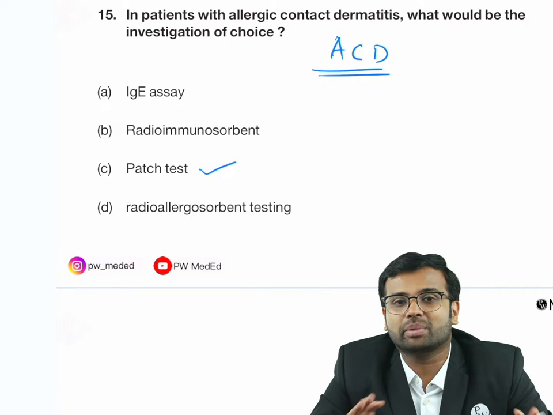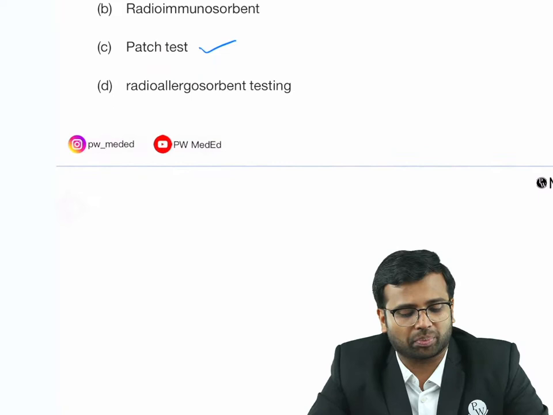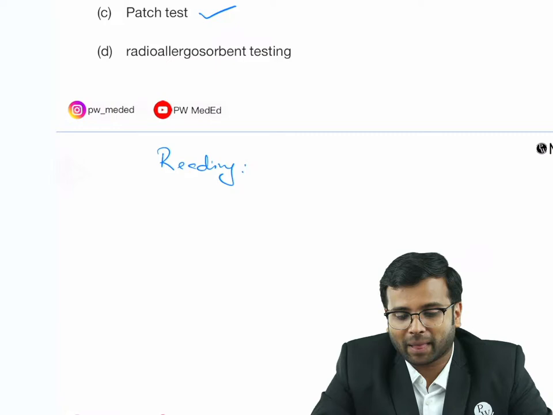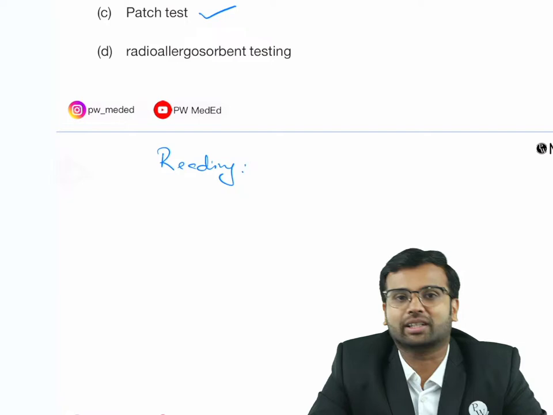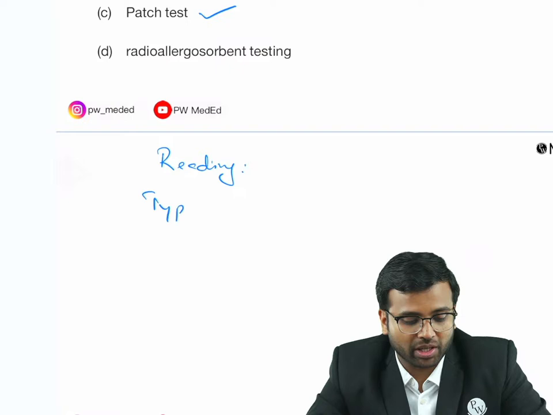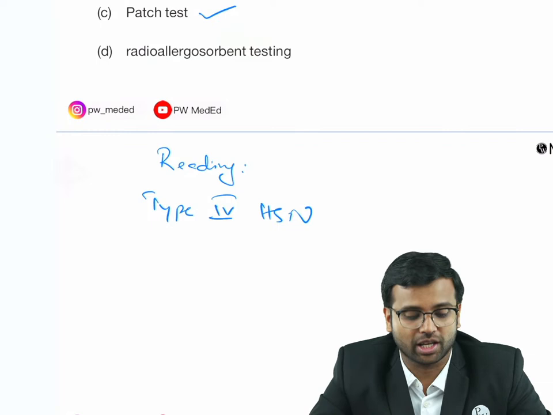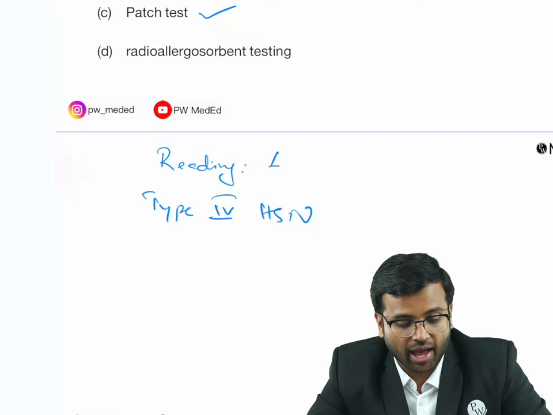So a few more questions in the pack. When is the reading taken? Is the reading taken immediately, or after a few minutes, few hours, few weeks, few days? In allergic contact dermatitis, this is a measure of type 4 hypersensitivity, which means there is a delayed type of hypersensitivity. That is the reason why the investigation of choice here would be patch test, where we will be checking the skin after 48 hours or after 2 days.